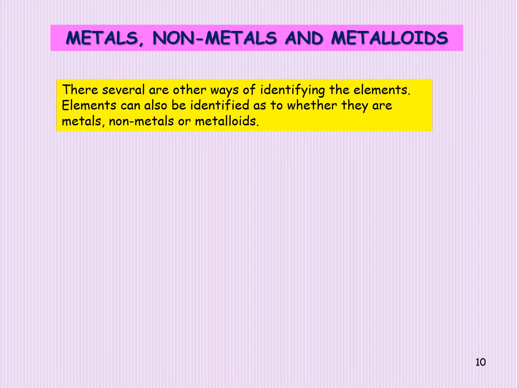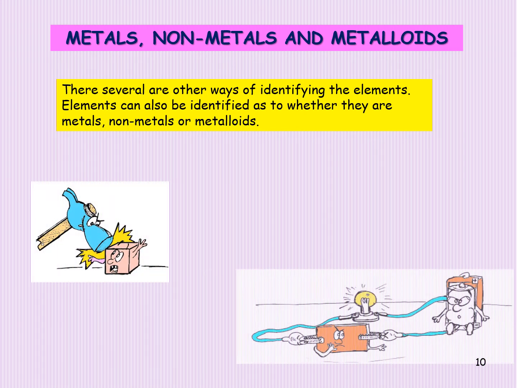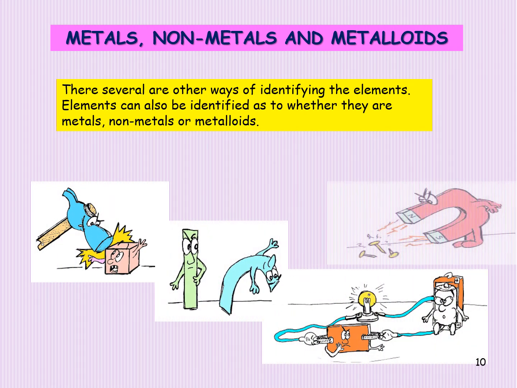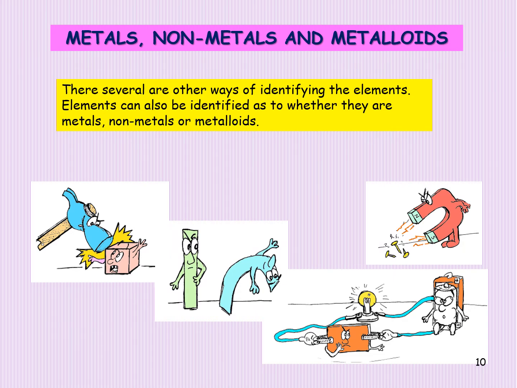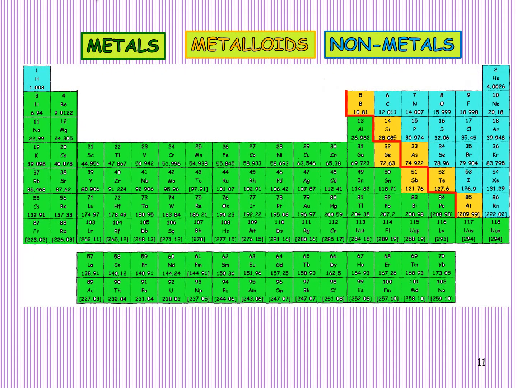There are several other ways of identifying the elements. Elements can also be identified as to whether they are metals, non-metals or metalloids. On the periodic table, the line dividing the metals and nonmetals looks like a staircase. So, the area of the periodic table where the metalloids are found is called the staircase.